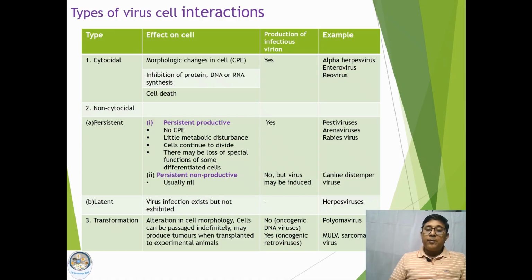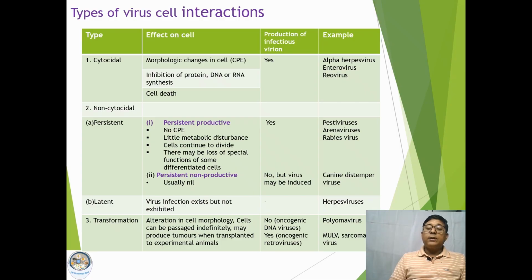As it is a productive type of infection, persistent productive interaction invariably leads to production of infectious virions. Examples are pestiviruses, arenaviruses, and rabies virus. The second type of persistent interaction is persistent non-productive, where there will be no production of infectious virions. One very good example is canine distemper virus.